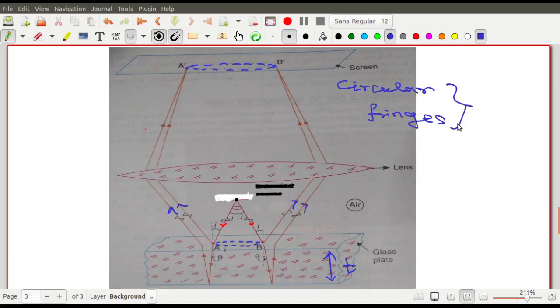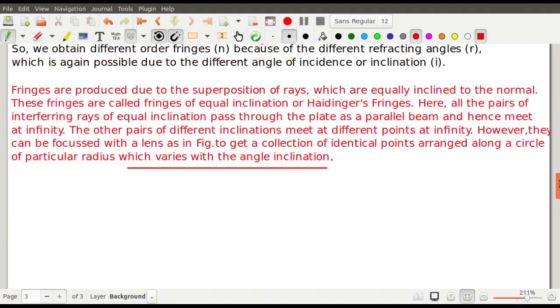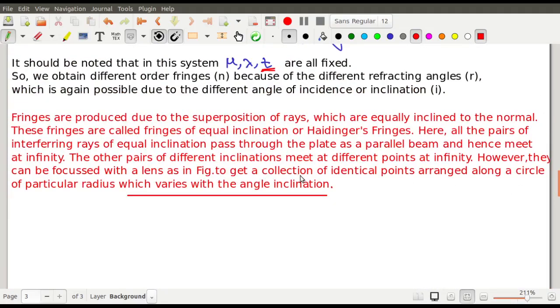Is it clear? Okay, now why am I calling this fringes of equal inclination? Why do I call it equal inclination? Because all the points, I have said that there is a collection of points. Here you see I have written, to get a collection can be focused as in the figure to get a collection of identical points. Collection of identical points. Let me write one thing here, collection of identical points, it will enter in the middle here, yes, it will enter here. Collection of identical points.